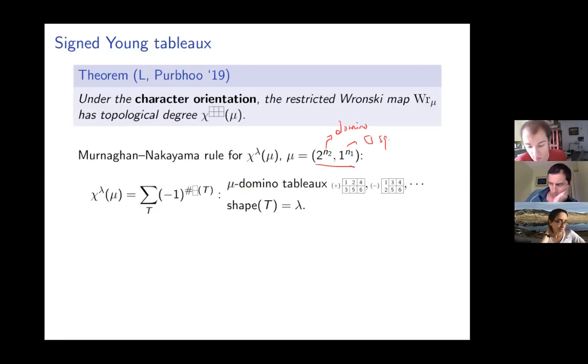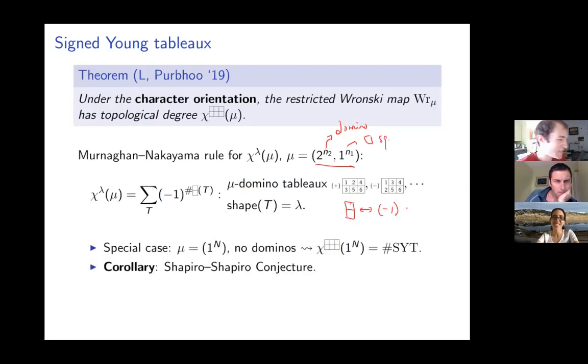And then we count with plus and minus signs. And the rule is that a vertical domino is a minus sign. And so we have to put those all together. Each vertical domino gives a minus sign. And so we add up all of the tableau this way. And that's the formula for the characters of the symmetric group.